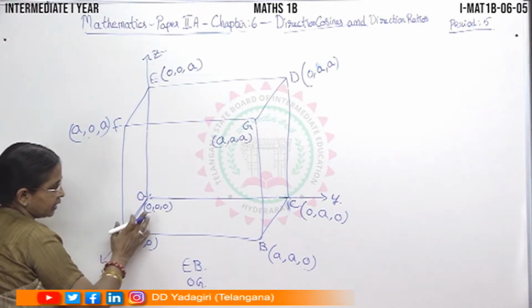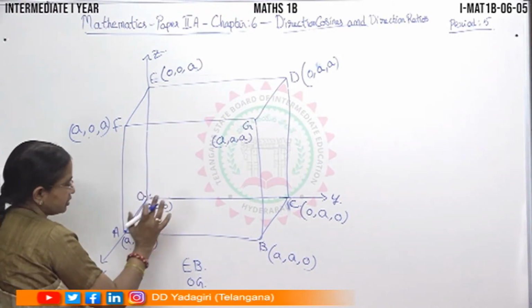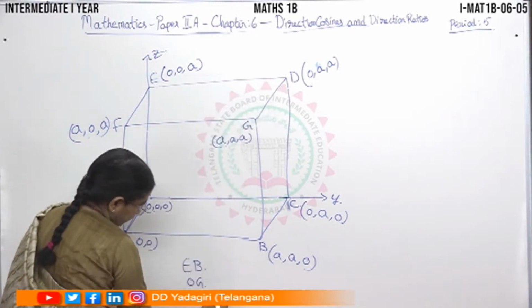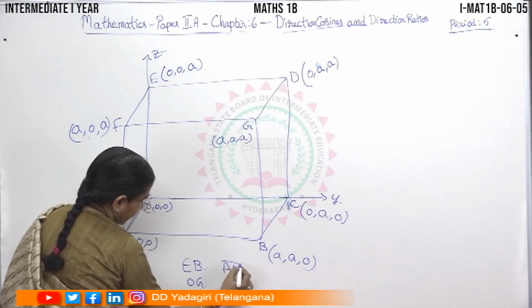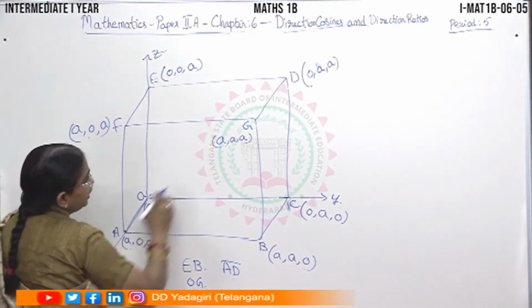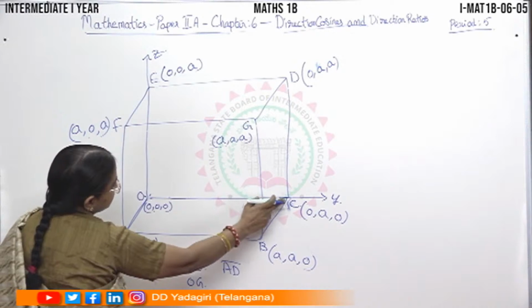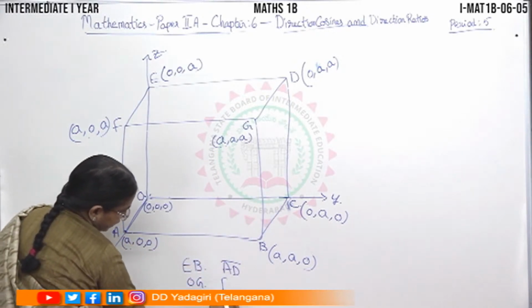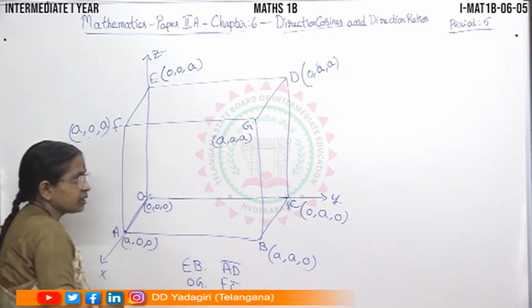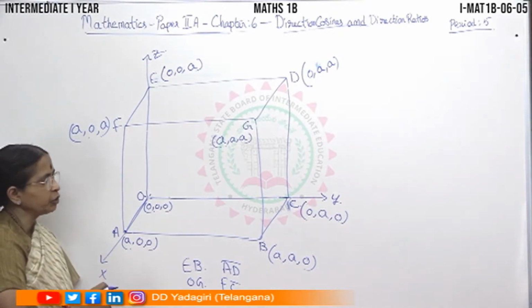If I take A, A is in this face, so it should be D. So AD is another diagonal. And then FC is another diagonal. So these are the four diagonals of the cube.